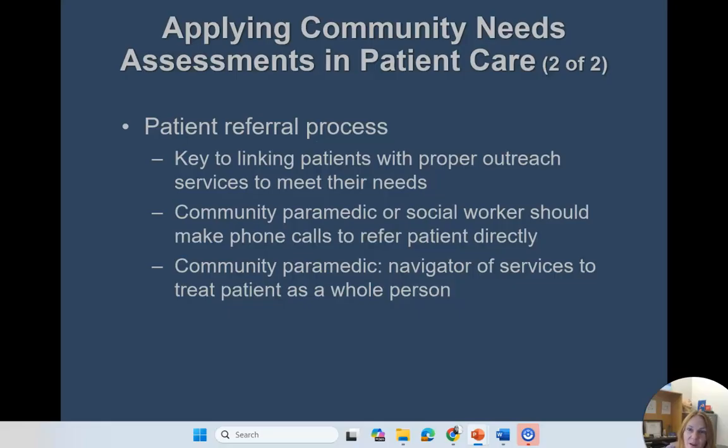So that pretty much wraps up our Chapter 9. In this presentation, we've covered what a community health needs assessment is, how maps and data bring health disparities into focus, and how community paramedics use these tools, along with gap analysis and resource webs. That's to truly care for the whole patient.